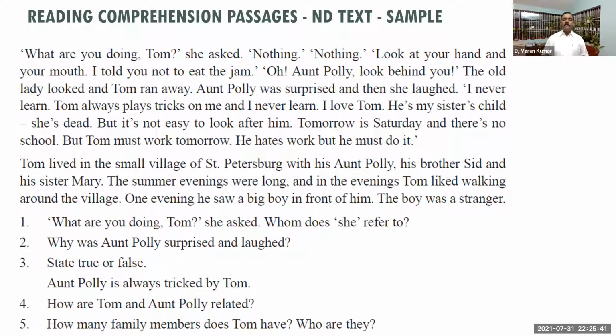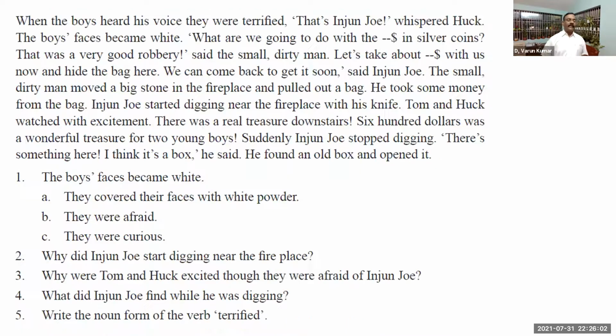Next, how many family members does Tom have? There are 4 members in the paragraph. Who are they? Tom, Aunt Polly, his brother Sid, and his sister Mary. These are the 4 people in the family of Aunt Polly. This is sample passage 1 from our non-detailed text.